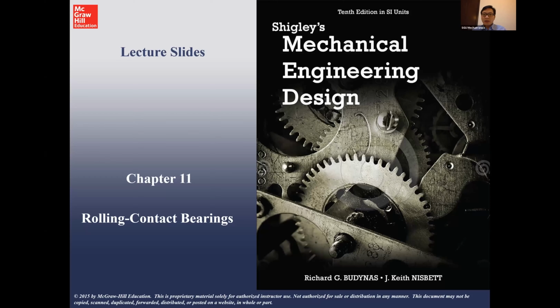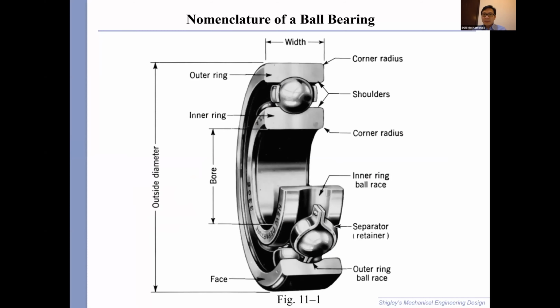Last time we did rolling contact bearings, and a rolling contact bearing is composed of this rolling component, the ball or the roller. Rollers are these cylindrical pieces, like this. They have a line contact instead of a point contact, so they have a larger contact area.